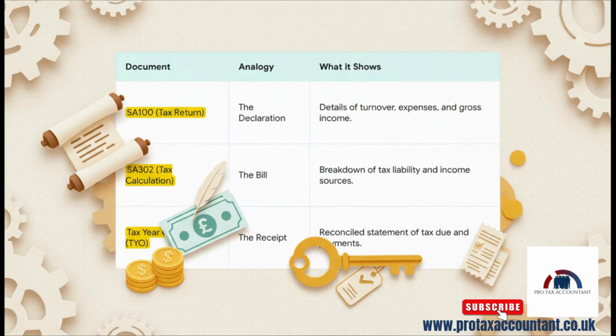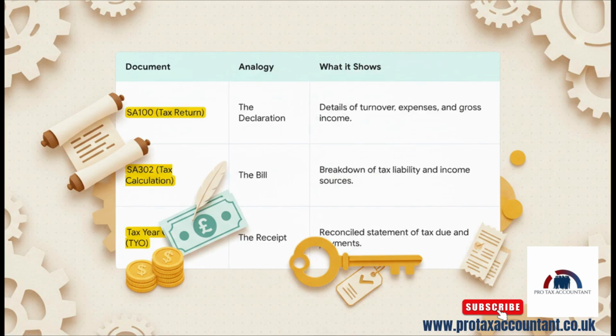Now, this slide is a real game changer because it makes it all so simple. Think of it like this. Your SA 100 tax return, that's your declaration. It's you telling HMRC, hey, this is what I earned and this is what I spent. Then the SA 302 tax calculation comes along. That's the bill. It's HMRC saying, okay, thanks for that. Based on what you told us, this is how much tax you owe.